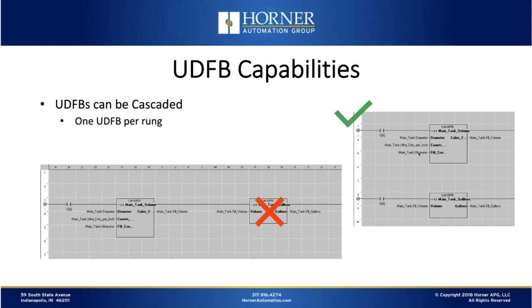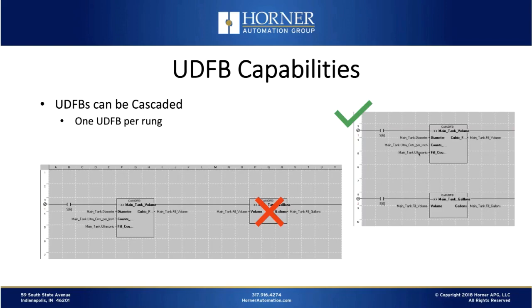Okay, now let's talk about some of the other capabilities in the UDFB implementation in Cscape. So first of all, you can effectively cascade UDFBs. What do I mean by cascading? Well, where you effectively have the output of one function block as the input to the next function block. But when you do this, you need to follow the rule that you can only have at least one UDFB per rung.